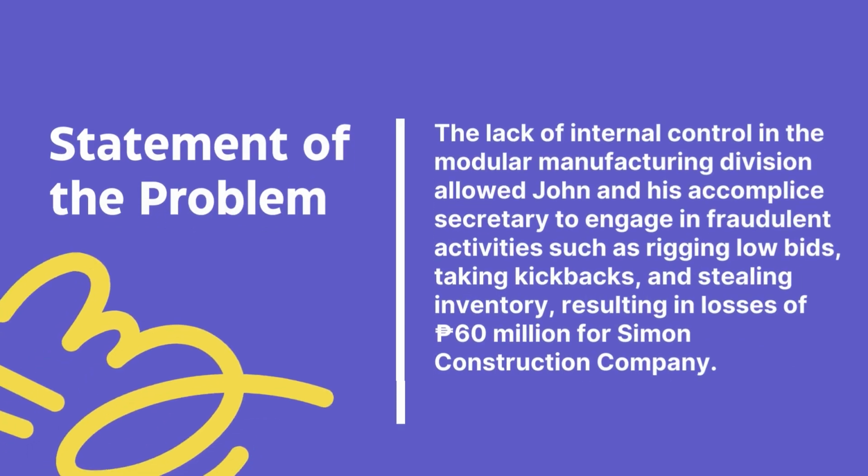So, what is the statement of the problem of this case? The lack of internal control in the modular manufacturing division allowed John and his accomplice, the secretary, to engage in fraudulent activities such as rigging bids, taking kickbacks, and stealing inventory, resulting in losses of 60 million pesos for Simon Construction Company.